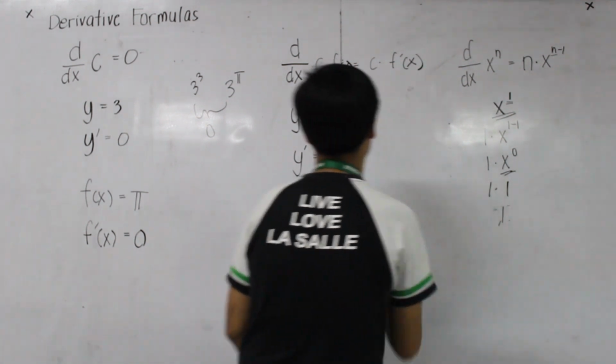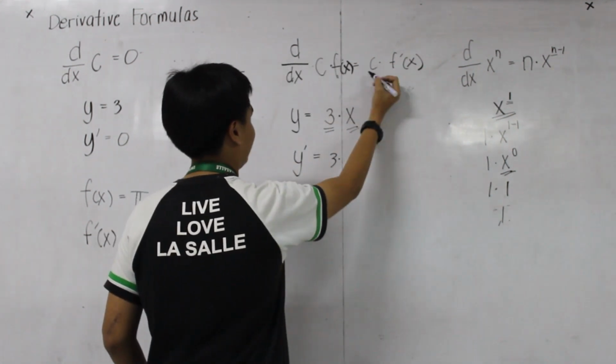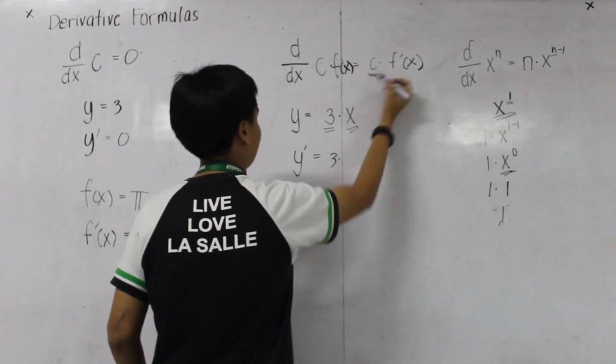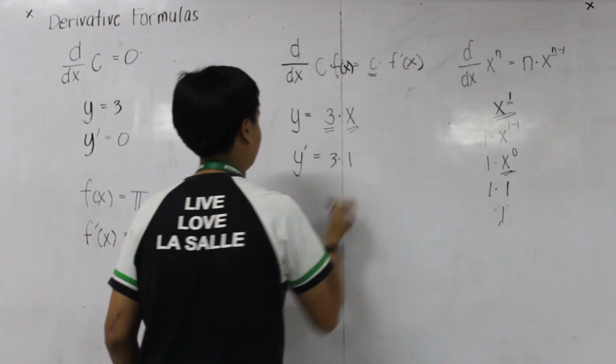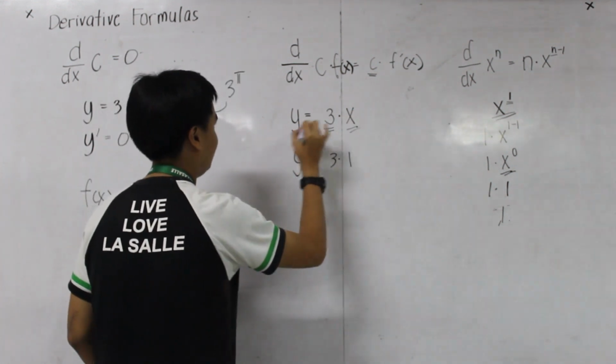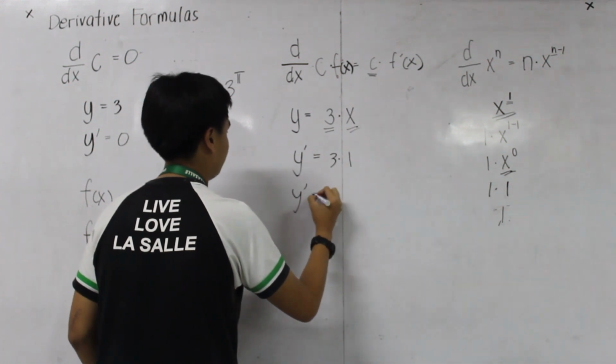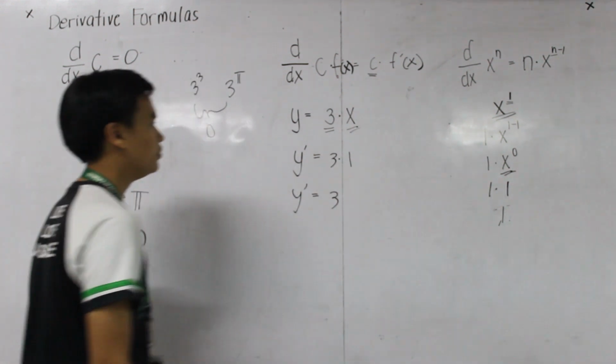So therefore, we copy the constant, which is 3, and then we get the derivative of x, which is 1. Therefore, the derivative of 3x, which is y prime, is equal to 3.